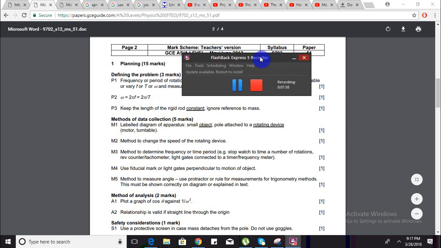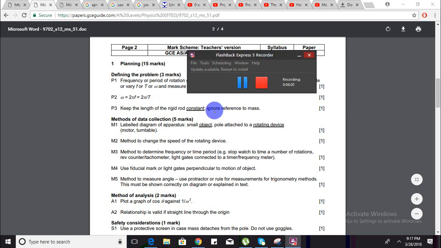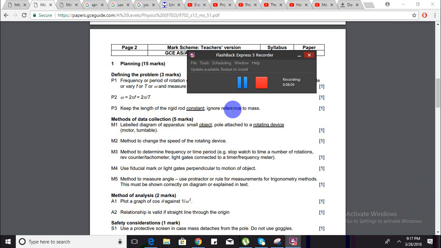So we take a look at the mark scheme. They're saying we have to ignore any reference to keeping the mass constant. So if we wrote that, they aren't going to mark it wrong, but they have indeed said we have to keep the length of the rigid rod constant. So it's kind of like maybe has to do with the whole pendulum thing, in which the time period is affected by the length. Something like that, but you don't really need to know that.